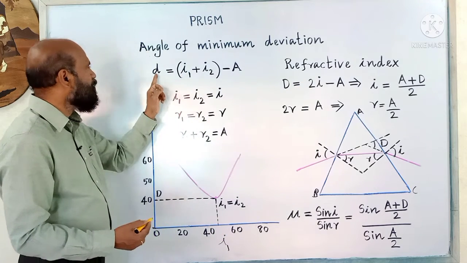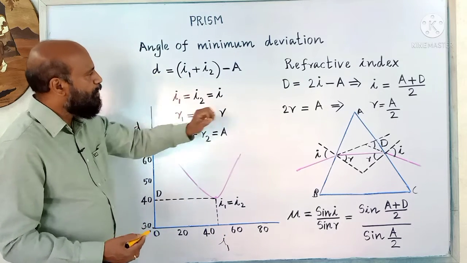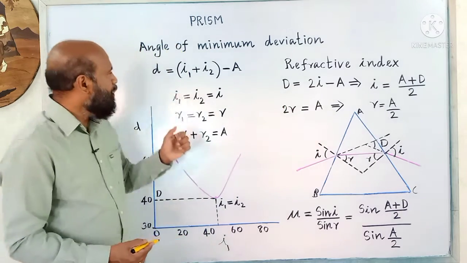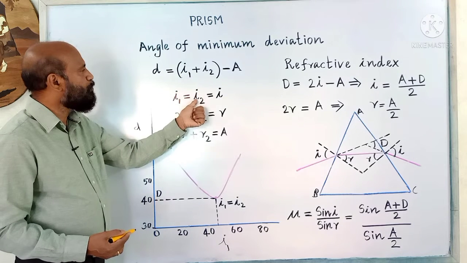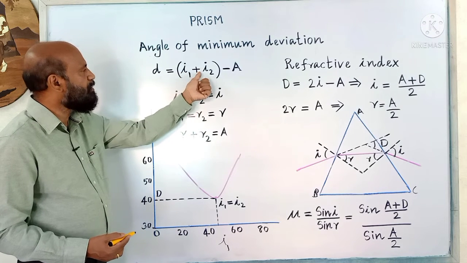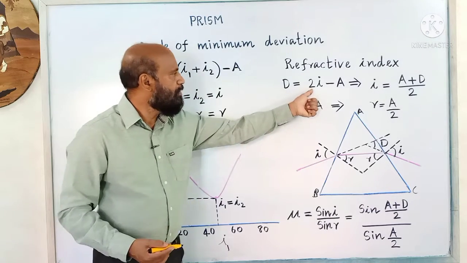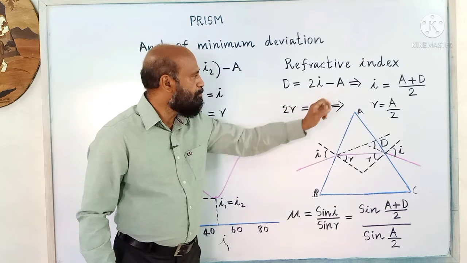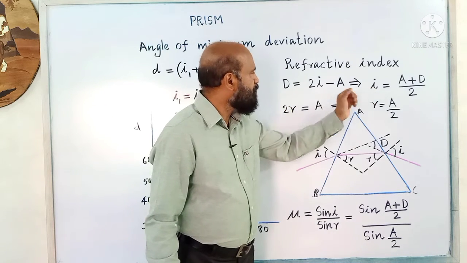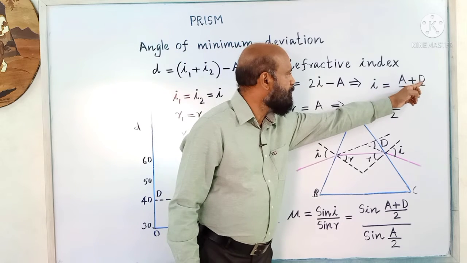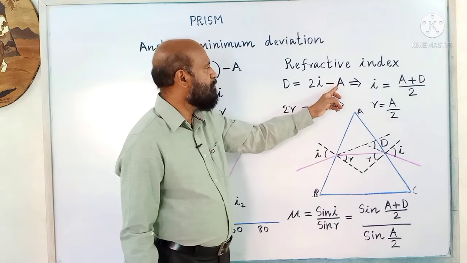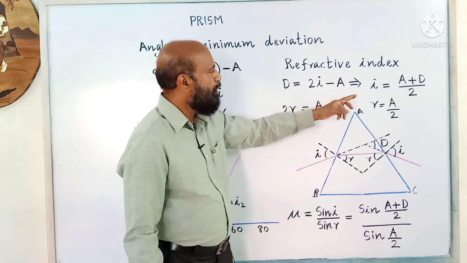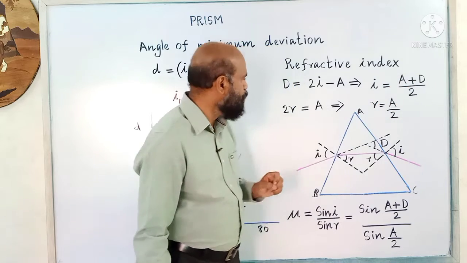Now, using this, we can get the refractive index. So in this expression, deviation we can put capital D, that is angle of minimum deviation. At that time, I1 is equal to I2, so we can write I plus I. So this is 2I minus A. So minimum deviation is equal to 2I minus A. After rearranging, you can get I is equal to A plus capital D by 2. Take this minus A to the side, so A plus D. Then 2I is A plus D, so I is equal to A plus D by 2.